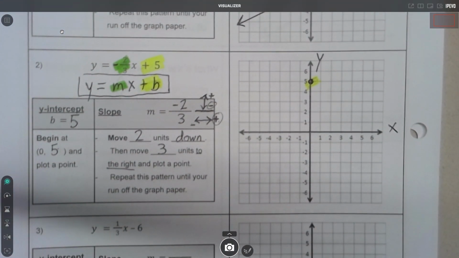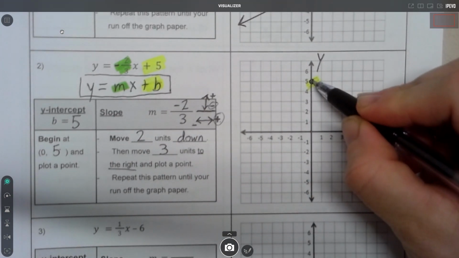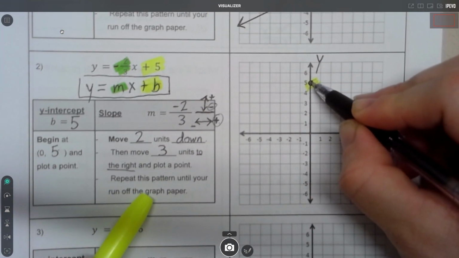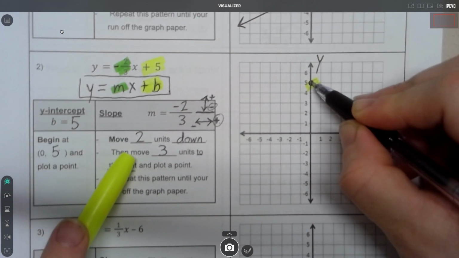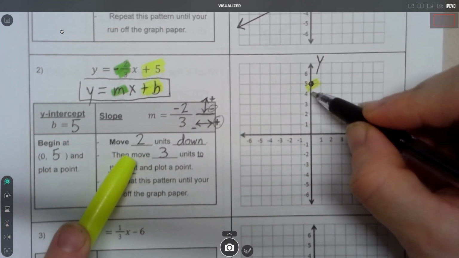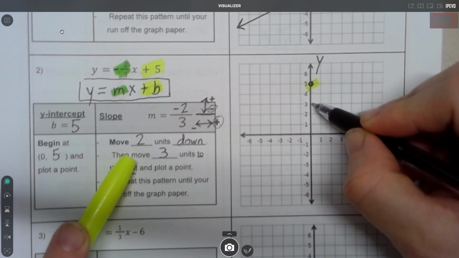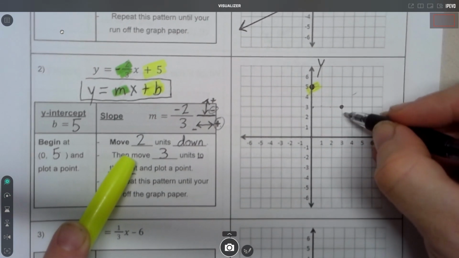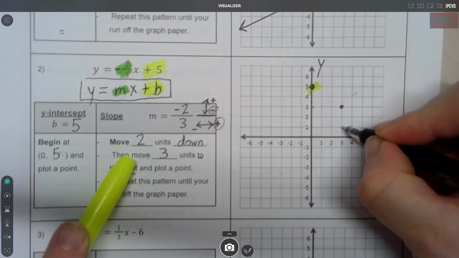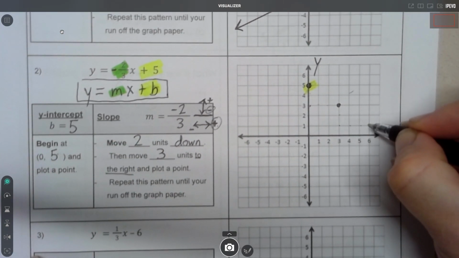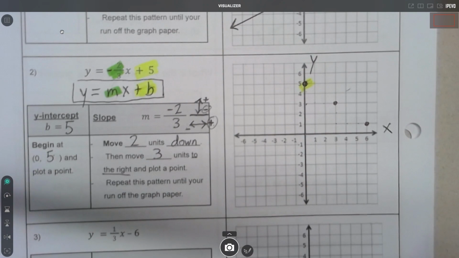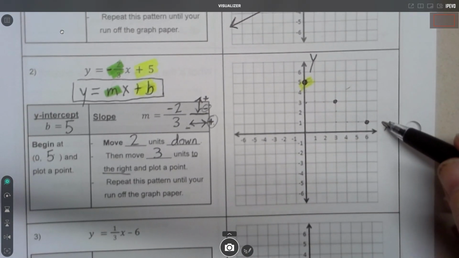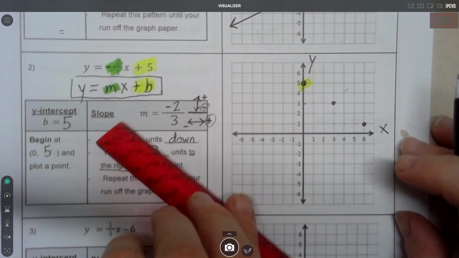Now I have my instructions. So I start at my y-intercept and I follow the slope instructions. I'm going 2 units down, 3 units to the right. So I count down 1, 2, and I move 3 units to the right. 1, 2, 3. And I'm going to continue to do that pattern. 2 units down, and then 3 units to the right. I cannot go anymore. So I'm going to stop there.